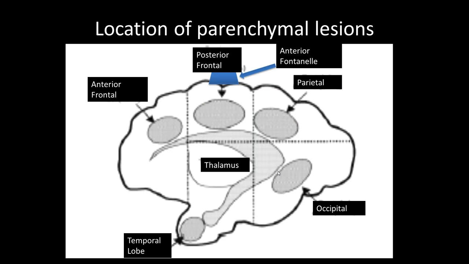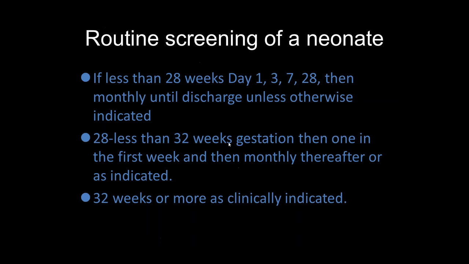So putting this into where is the area of pathology when we see periventricular lesions and parenchymal lesions, this is anterior frontal in the sagittal plane. This is posterior frontal. So below your actual ultrasound probe is the posterior frontal area. Behind that is the parietal, then we have occipital, temporal, and then the thalamus. This will become a little bit clearer as we go through some of the slides.